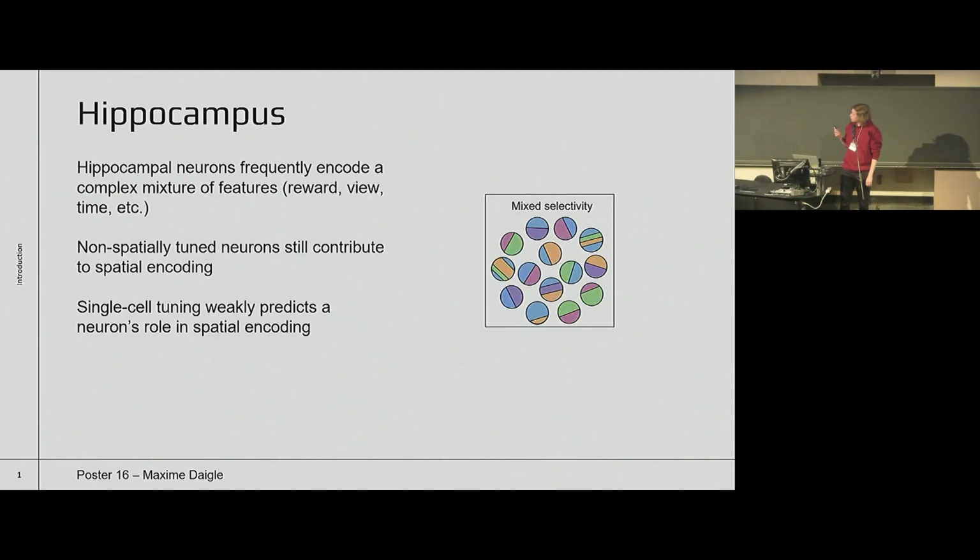But then what was learned is that the hippocampal neurons frequently encode a mixture of features that can be both spatial and non-spatial, and that the non-spatially tuned neurons still contribute to spatial encoding, and that the single cell's tuning only weakly predicts the importance of those neurons in spatial encoding. So that raised the question: what is the function of that spatial tuning if it's not about spatial encoding? Why are some neurons spatially tuned and others are not?